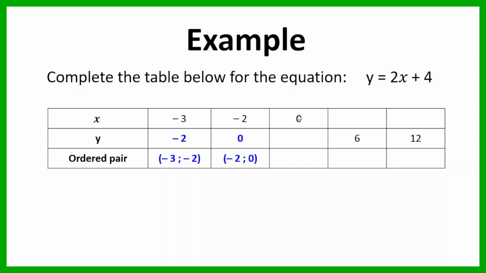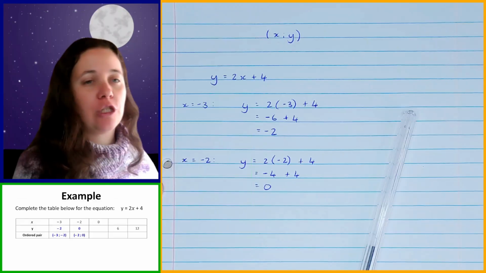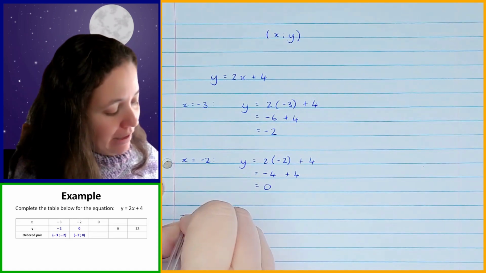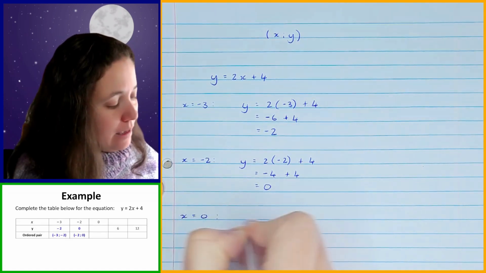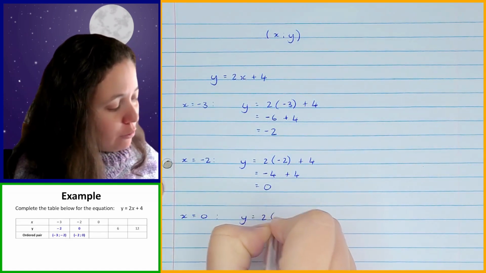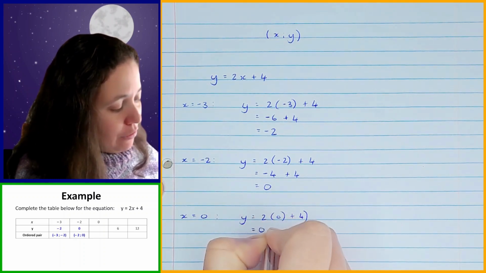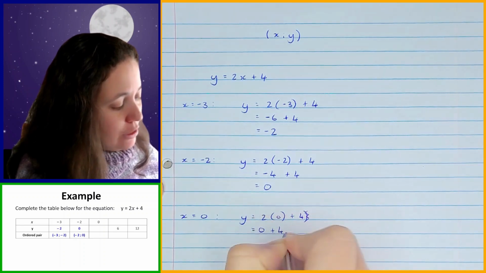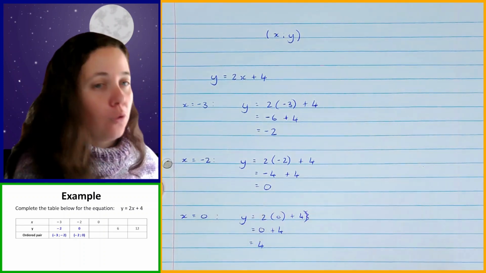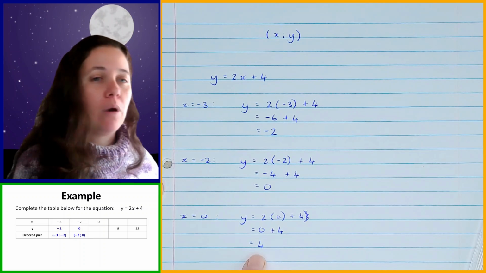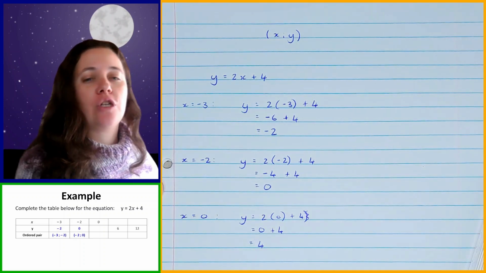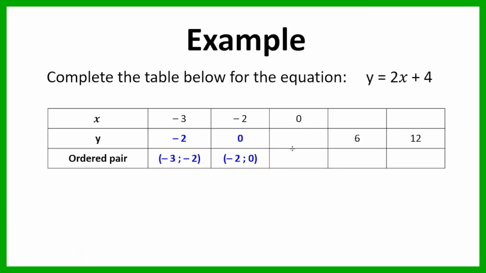Okay, the next one, x is 0. So now we're going to be substituting 0 into the x in our equation. So over here, if x is 0, then y is equal to 2 multiplied by 0 plus 4, and that gives us 0 plus, there's no bracket there, 0 plus 4, and that gives us 4. So if x is 0, then y is going to be equal to 4. So it's going to look like this. Over here, if x is 0, y is 4, and our ordered pair is going to be (0; 4), like that.